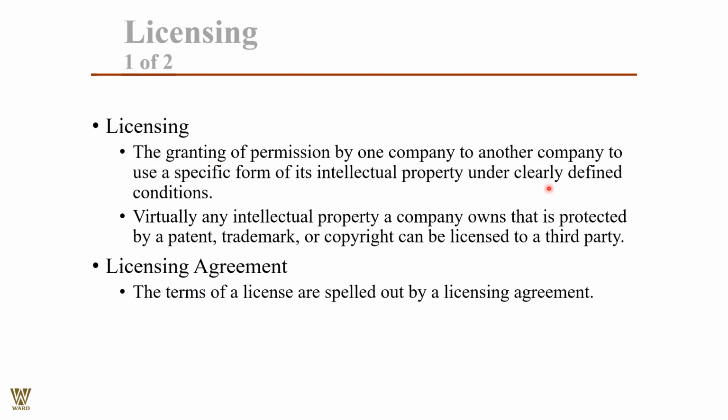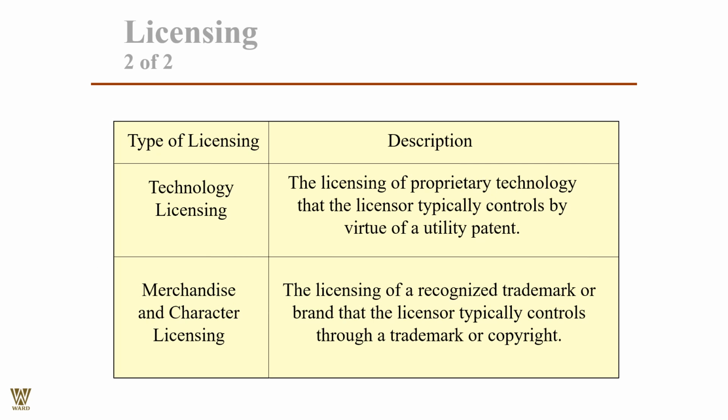The granting of permission by a company to another company for a specific form of its intellectual property, under clearly defined conditions. Virtually any intellectual property a company owns that is protected by a patent, trademark, or copyright can be licensed to a third party. The terms of licenses are spelled out in the licensing agreement.